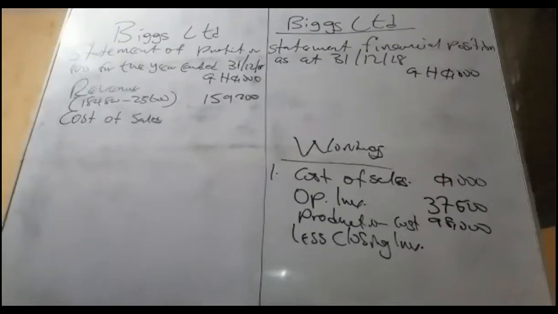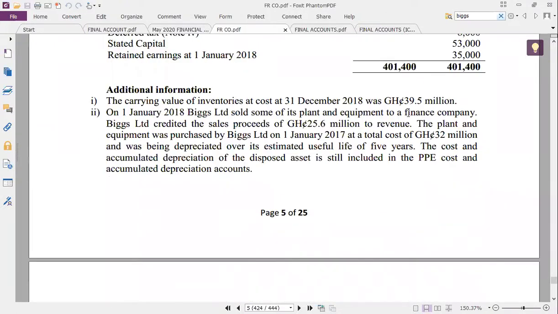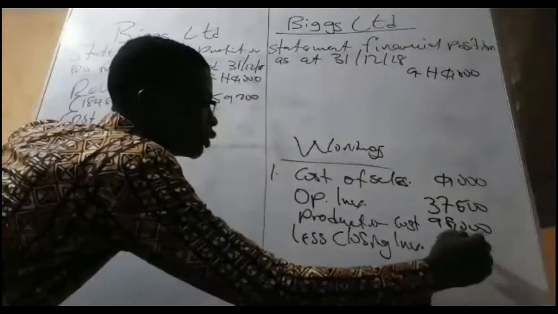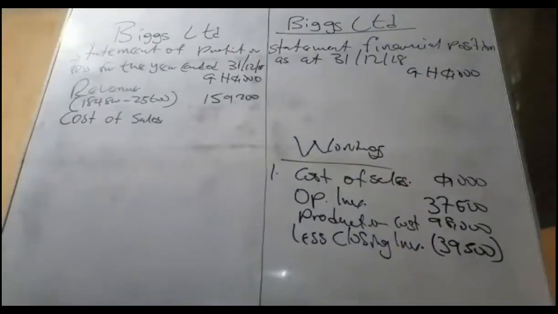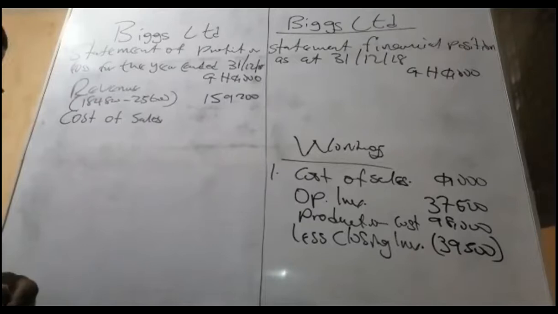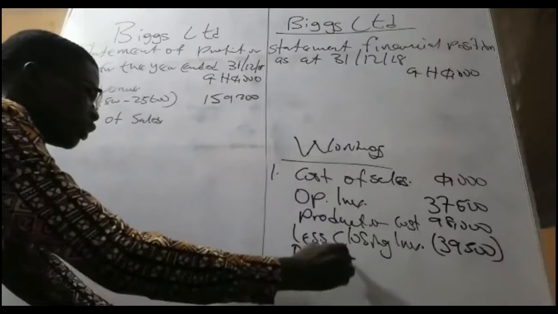Now the closing inventory was given to us in the footnotes. So when we pick it, the first footnote, 39,500. So 39,500. Then I'll add any direct cost or adjustment. Adjustments such as inventory written down, warranty provision, depreciation. Because this person is a manufacturer, we will charge depreciation to cost of sales.